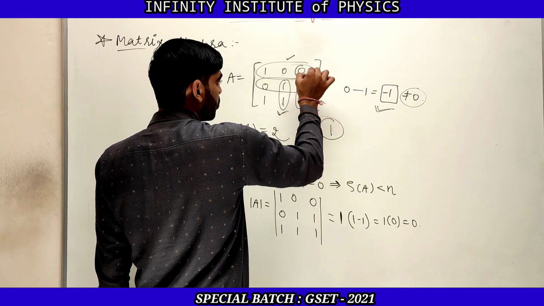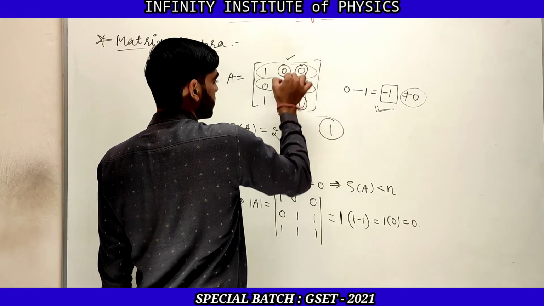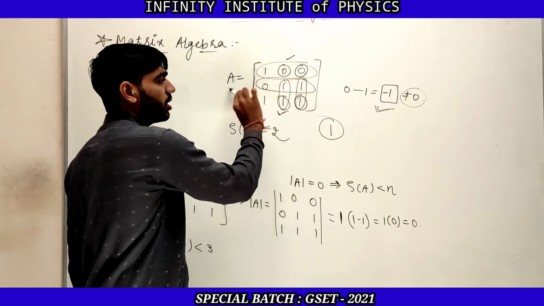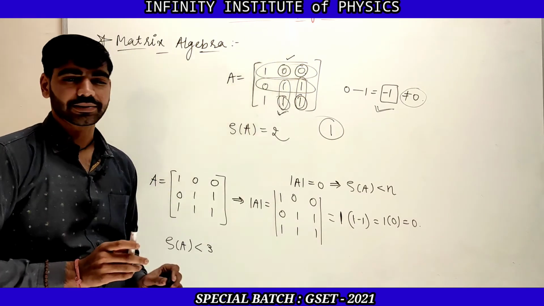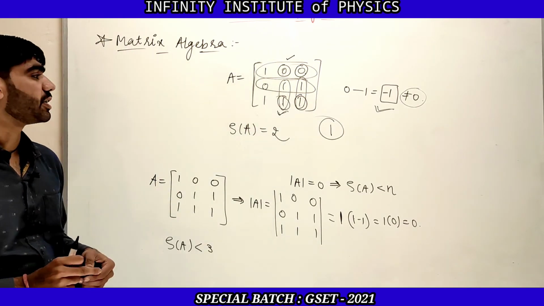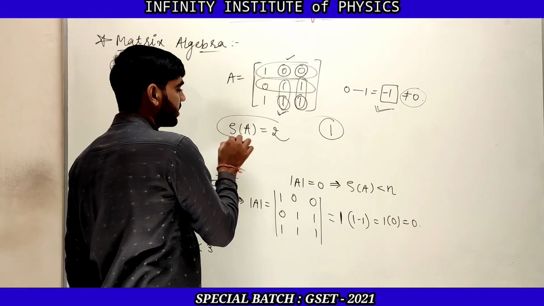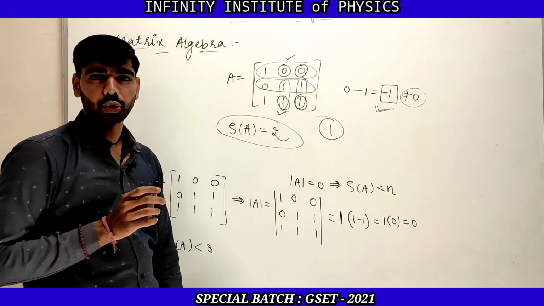So either you need to neglect these two terms or these two terms, and you need to take the 2 by 2 determinant of the remaining 4 entries, and that we are getting as 1. So that will give us rank equal to 2.